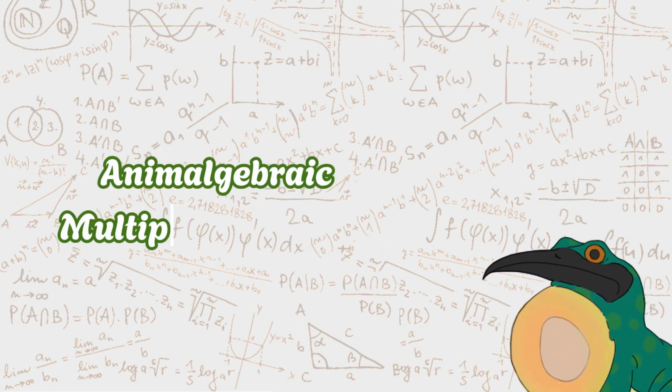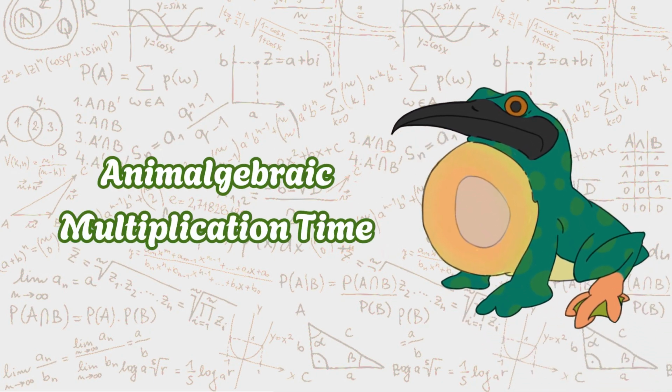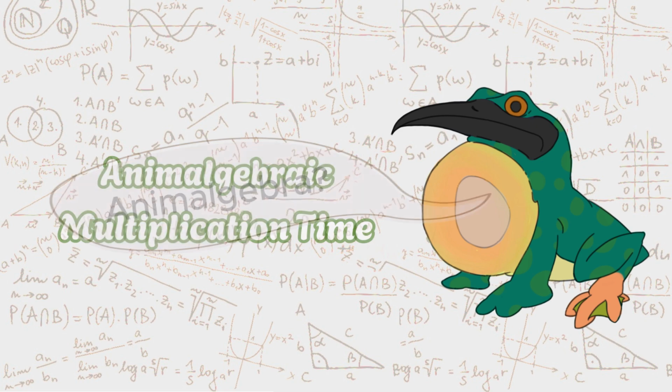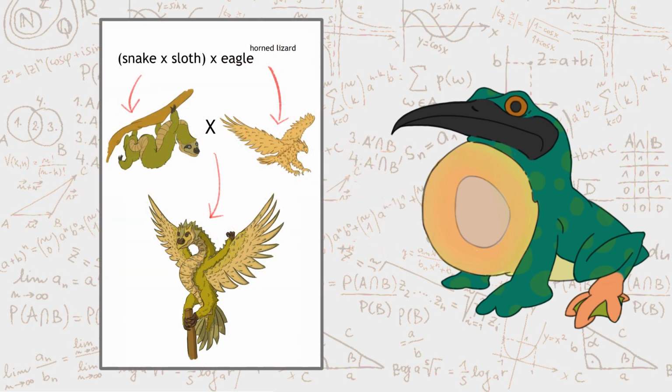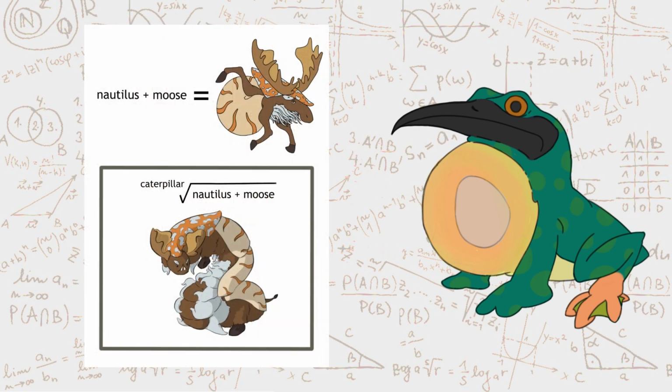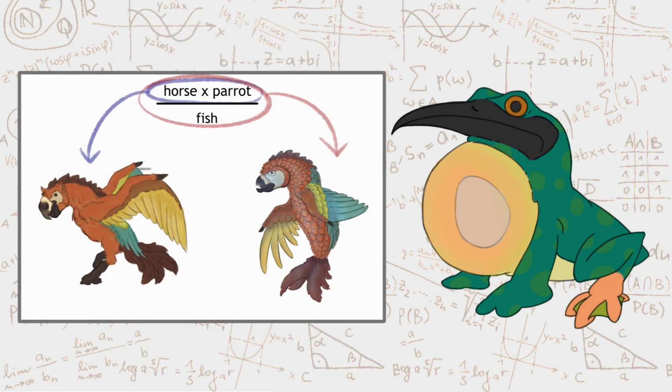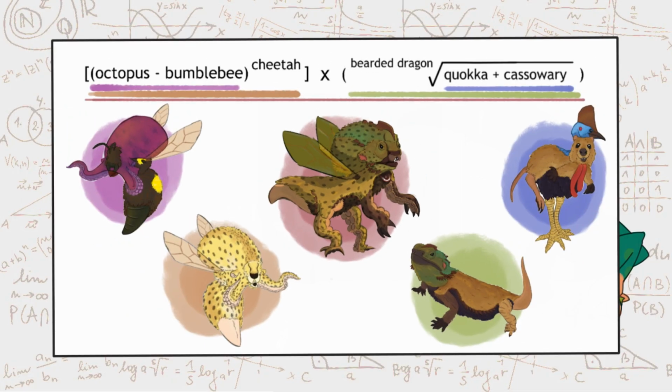This video is all about multiplication in Animalgebra. If you don't know what Animalgebra is, it's basically using math operations for different forms of mixing or fusions of animals or even objects. So it can be an Animalgebra equation like this, horse times parrot divided by fish, or as big as this one, to form multiple creatures that all become one in the end.